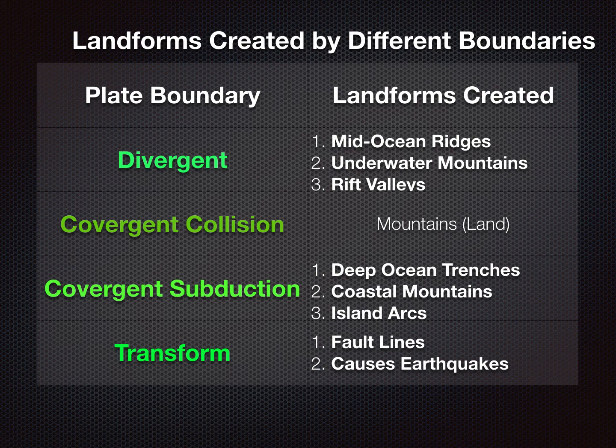At every convergent collision boundary, you'll have mountains that are formed on land. At convergent subduction boundaries, you can have deep ocean trenches, coastal mountains, or island arcs. You will not have all of those happening at the same time, but some of those will happen. And with transforms, you have fault lines, which is where the two plates meet, but that causes earthquakes. So it's not really a landform created, but earthquakes are caused.